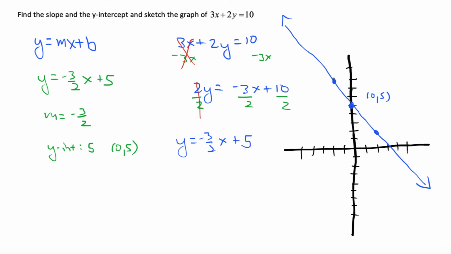Now you got to realize that every point on this line is a solution to this equation. What does that mean? It means that if we plug in this x value of 0 and this y value of 5 back into the original equation, everything should work out. Both sides should be equal. The same thing should happen to this point here. The same thing should happen to this point here as well. So it turns out no matter what point we pick on this line, the xy coordinate is a solution to this equation.